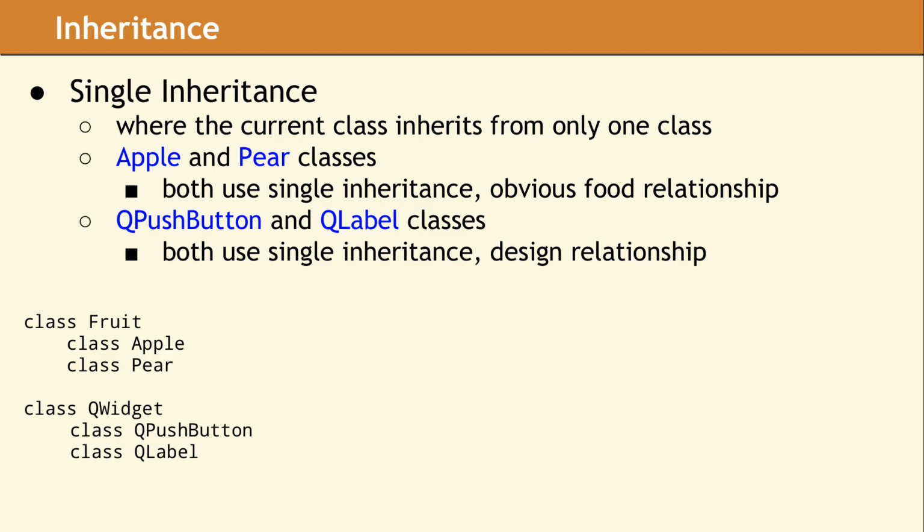In this example, it is natural that apple and pear would both inherit from class fruit. There is a simple food relationship here, so the inheritance design is not out of the ordinary. On the other hand, why would the QPushButton and QLabel classes both inherit from QWidget? It turns out that in the CopperSpice GUI library, nearly every object which can be drawn on the screen inherits from QWidget. This is an example of where inheritance is not based on a shared implementation.